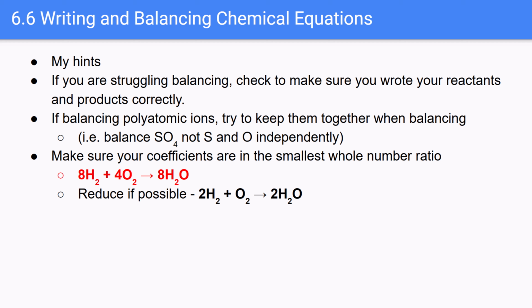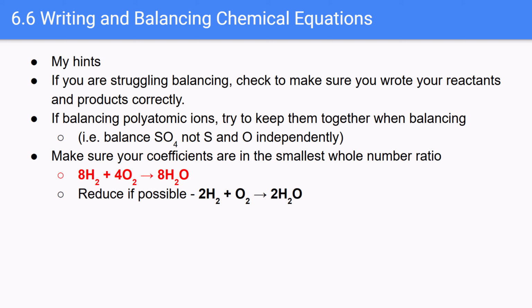In addition to that, if you're balancing polyatomic ions, try to keep them together when balancing. So for example, if you see SO4 on the left and right side of the equation, don't break it down into S and O and try to balance them separately. It becomes very, very confusing to do it that way. But rather, treat SO4 as just a single ion, kind of like what we do when we do nomenclature. If we treat it as its own independent thing, it makes it a lot easier to balance the chemicals on each side of the equation.